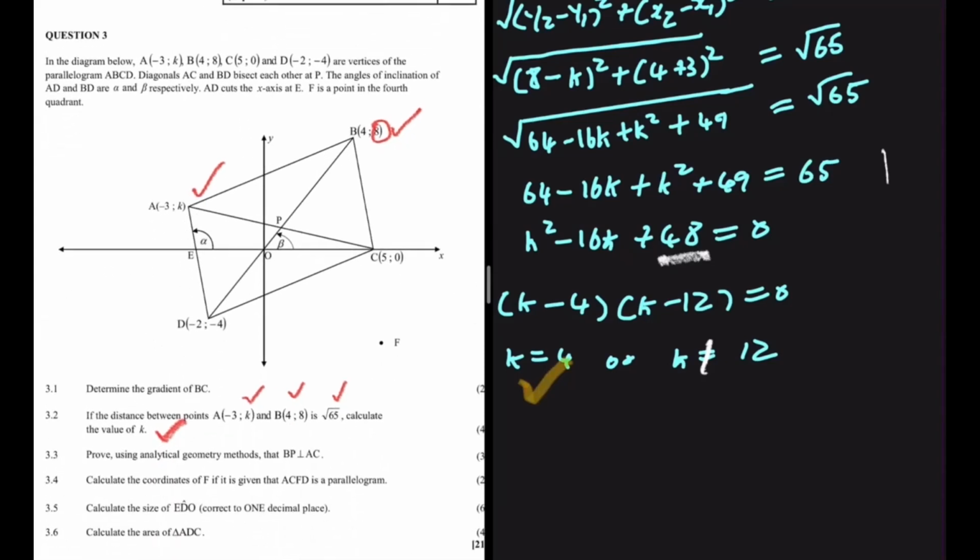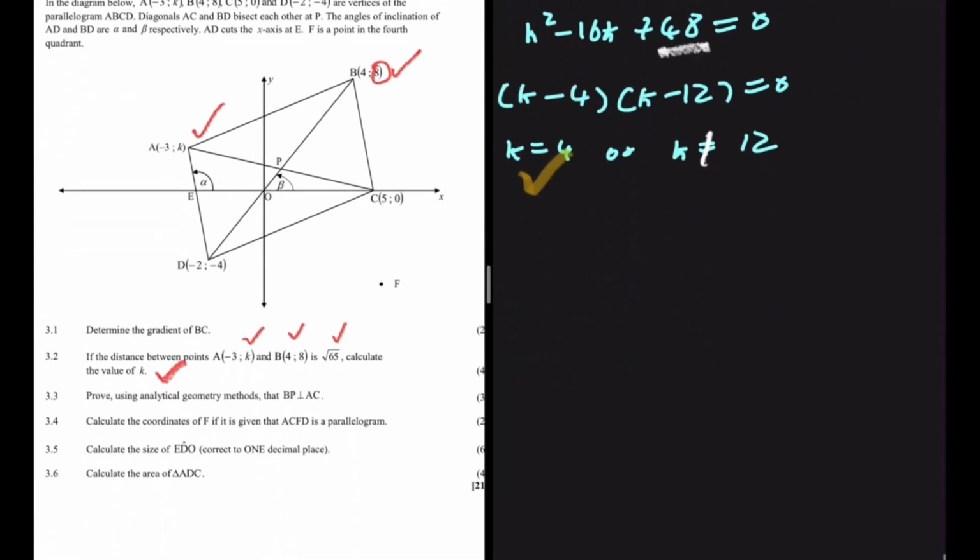Let's move to 3.3. In 3.3, we are supposed to prove using analytical geometry methods that BP is perpendicular to AC. So what are we required to prove? We are required to prove that the gradient of BP multiplied by the gradient of AC will be equals to -1. That's what we mean when we say BP is perpendicular to AC.